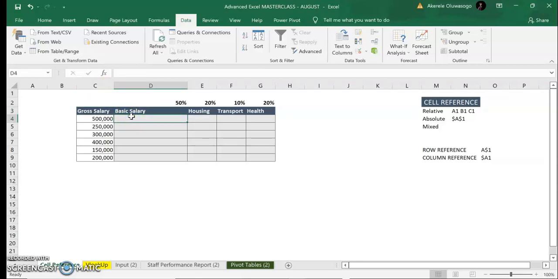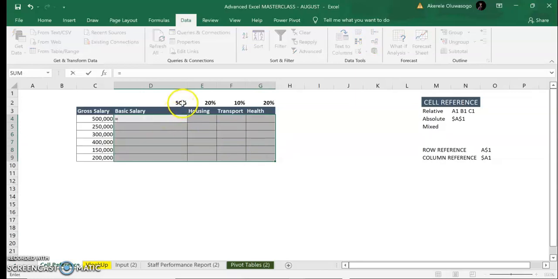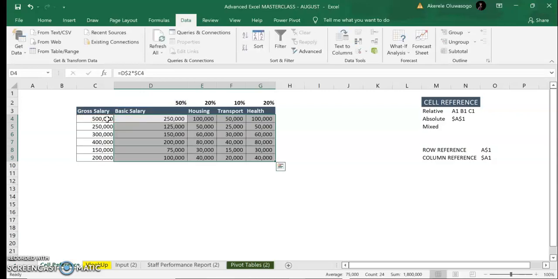So all I need to do here is to select all the cells where I want the formula to appear, and I type my equal symbol. I click on the 50%. Because I'm locking the row, I'll press the F4 twice. 1, 2. You can see it's the row number that is carrying the dollar sign. I will multiply, shift 8, and I click on the 500,000 naira. Because I'm locking the column C, I'll press the F4 3 times. 1, 2, 3. You can see it's only the column C that is carrying the dollar sign, and I'll press my Ctrl Enter. It will complete all the formula for me.